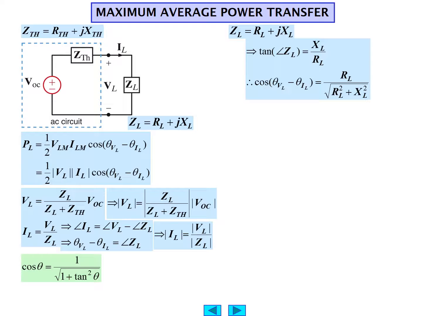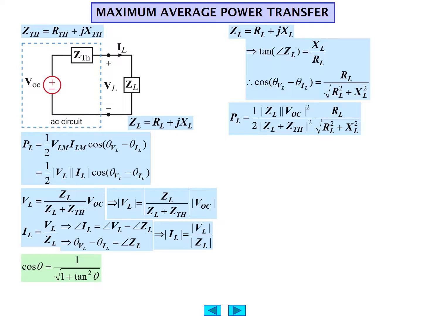The tangent of the angle theta sub Z sub L, the angle of the impedance Z sub L, I should say, is X sub L divided by R sub L. Therefore, cosine of theta VL minus theta IL is R sub L divided by the square root of R sub L squared plus X sub L squared.